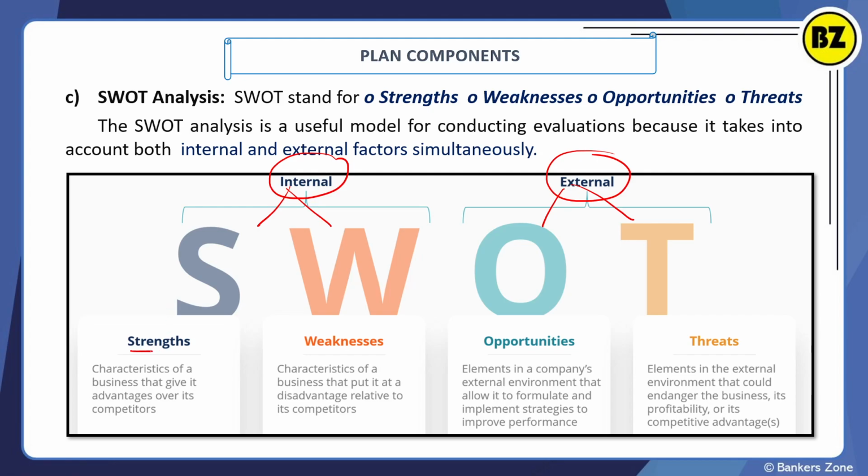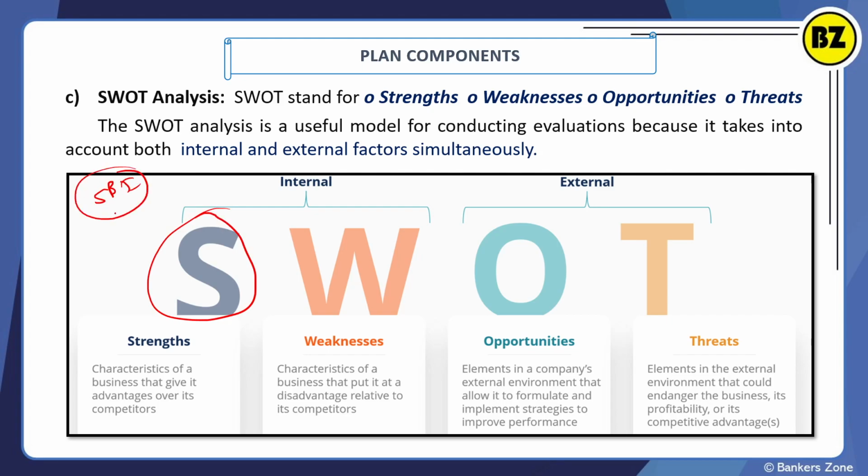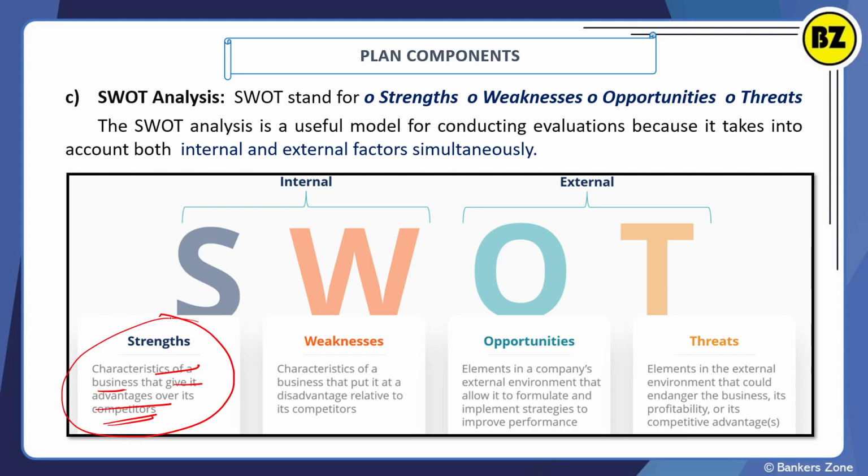Now what do you mean by strength? Strength means simply, see, if you are working in SBI, what is your strength? The brand name is the strength, right? The number of employees you are having, this is your strength, right? Then the major government accounts are always with the SBI, so this is the strength of SBI. The number of branches is more than any bank, so this is the strength of SBI. So strength means the positive points you are having. For example, the characteristics of the business that give the advantage over its competitor. That is your strength, right? Very easy.